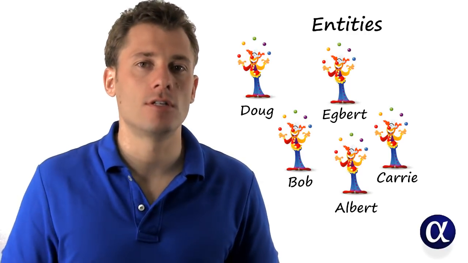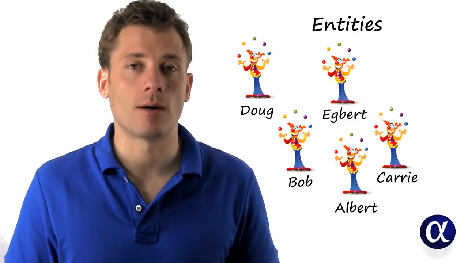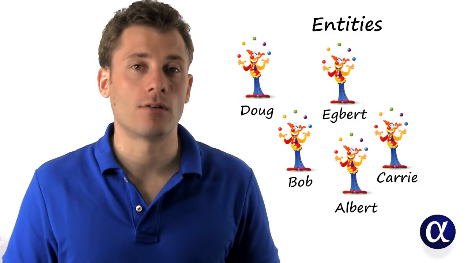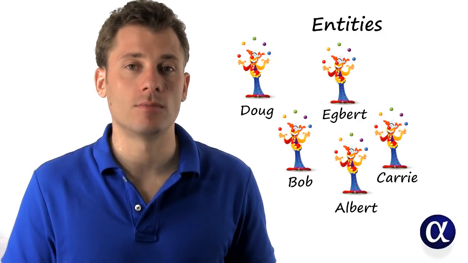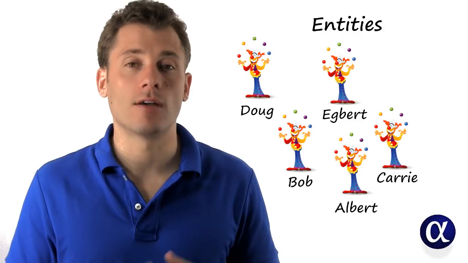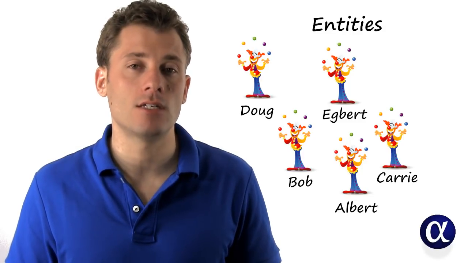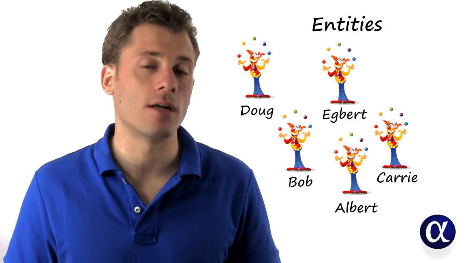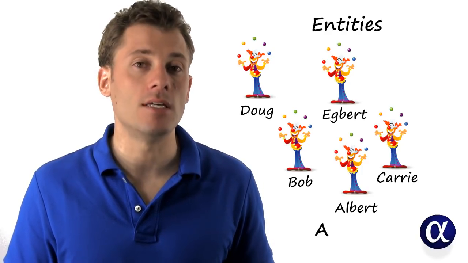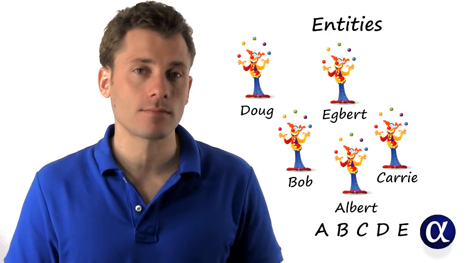Now, sometimes you can use numbers if you are simply given numbers to represent your entities, as in you've got code and you're generating it from a series of numbers from 0 to 4. You're just going to put down the numbers 0 to 4. But if you're given specific names for your entities, you want to use that first letter from their name. So in the case with the clowns, we might have our clowns named A, B, C, D, and E.